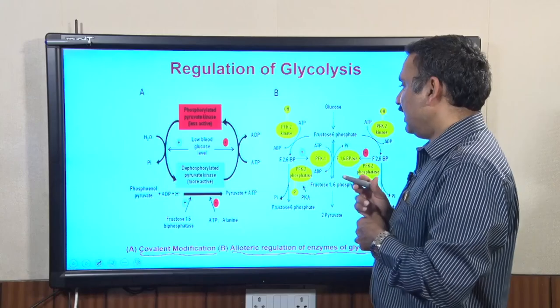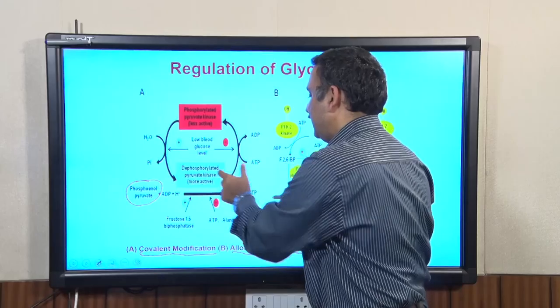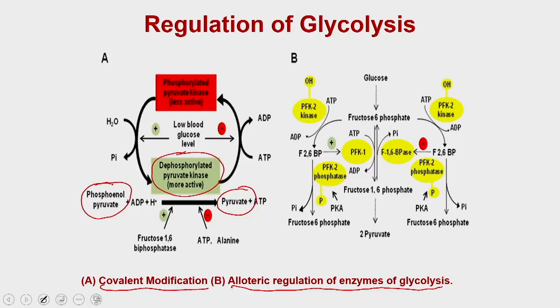The pyruvate kinase takes the phosphate from phosphoenol pyruvate and generates pyruvate. This enzyme, pyruvate kinase, can be present in two forms. One is the phosphorylated form, the other is the unphosphorylated or native form. The dephosphorylated form is more active, whereas the phosphorylated form is less active. So you can imagine that when there is low blood glucose, it is going to reduce the activity of glycolysis. In this low blood glucose event, the dephosphorylated pyruvate kinase is phosphorylated, and it generates the phosphorylated pyruvate kinase, which is less active.